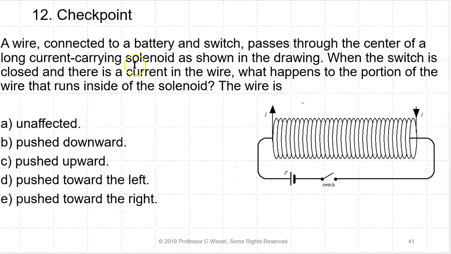This one's a trick question. A wire connected to a battery and a switch passes through the center of a long current-carrying solenoid as shown in the drawing. When the switch is closed and there's current in the wire, what happens to the portion of the wire that runs inside the solenoid?